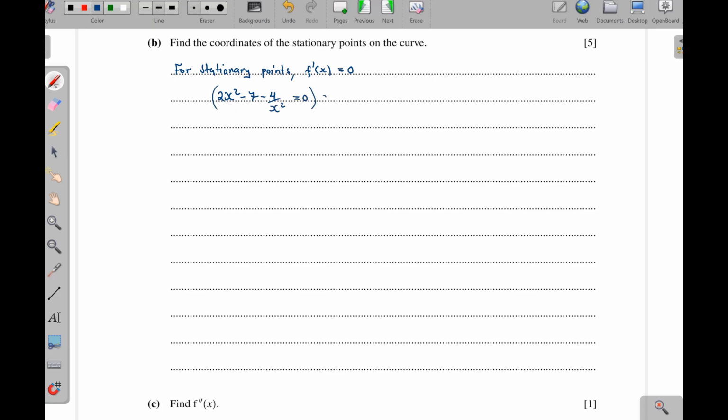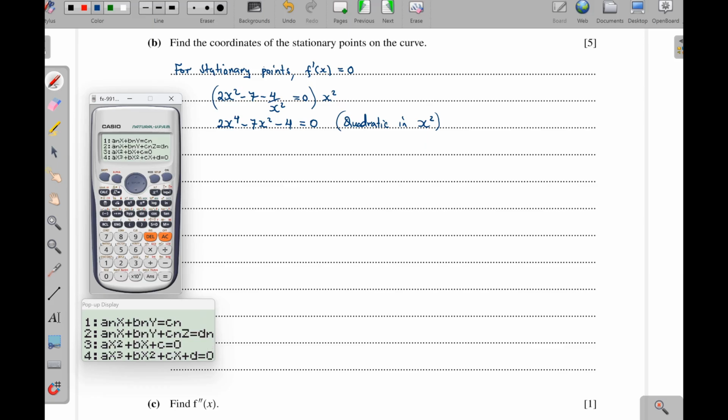So I'm going to multiply everywhere by x squared such that I eliminate the what? The denominator. So this will be 2x to the power of 4 minus 7x squared then minus 4, which is equal to 0. And this one is a quadratic. This is a quadratic equation in what? In x squared, okay? So I can use the calculator to solve this, okay? I'll go to mod, then equation is option 5, and then quadratic is option 3.